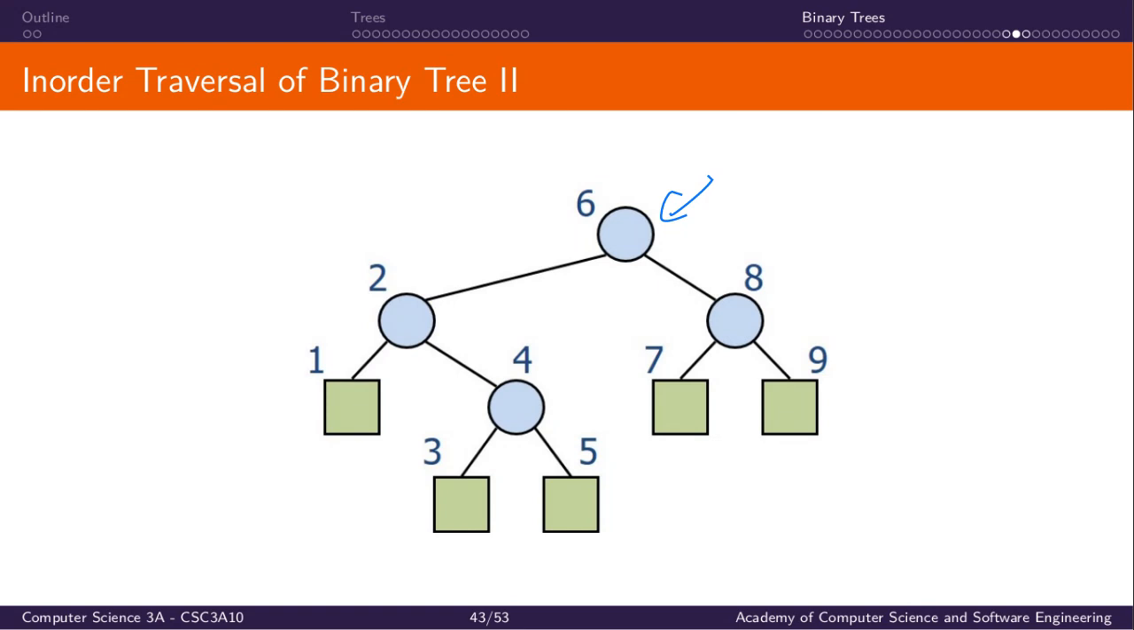So to visit the root, it first visits its left child. To visit that left child, we first visit its left child. That's why that one gets the 1. Then we visit the node itself. That's why this blue one gets the 2.